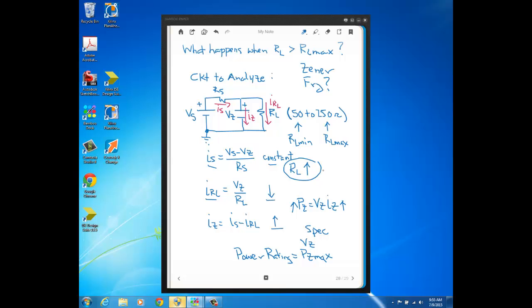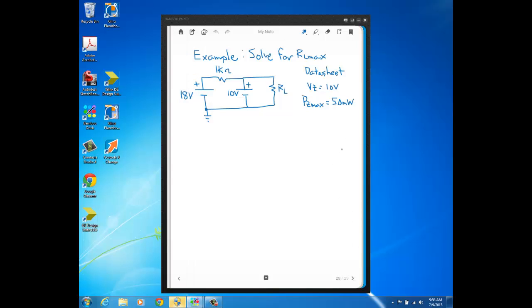So you see, that's the issue: when RL is greater than RL max, you want to make sure that your Zener diode is not going to fry. That's what sets this value, making sure the Zener is safe from burning up. So let's look at an example for calculating RL max.